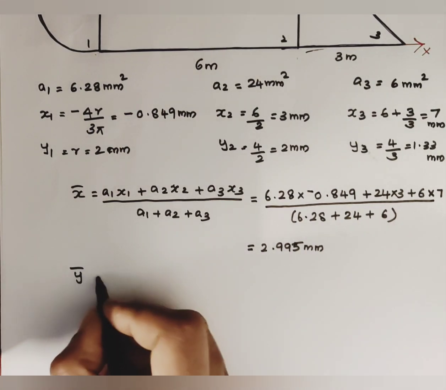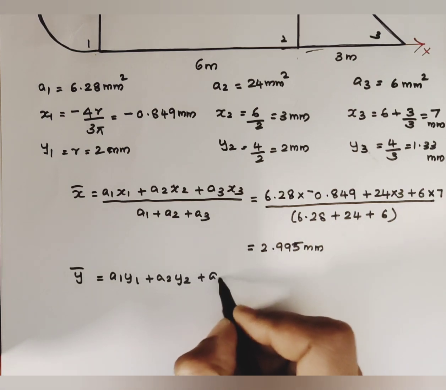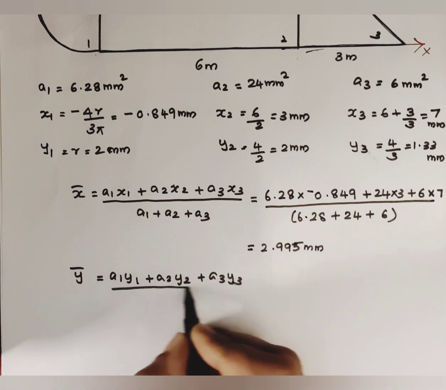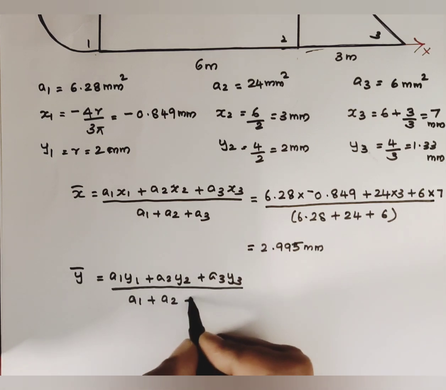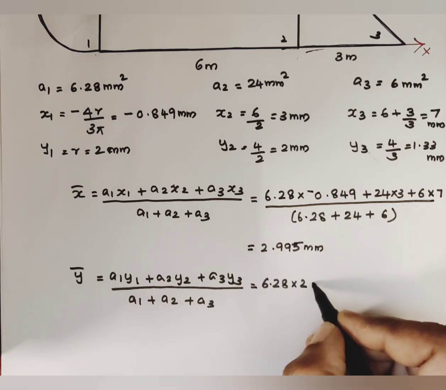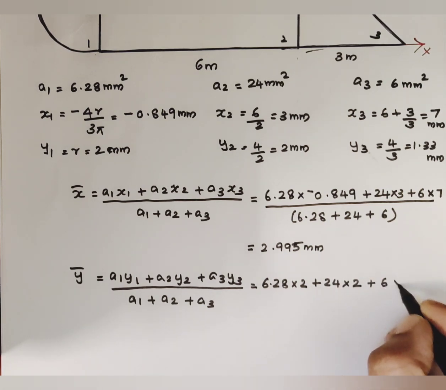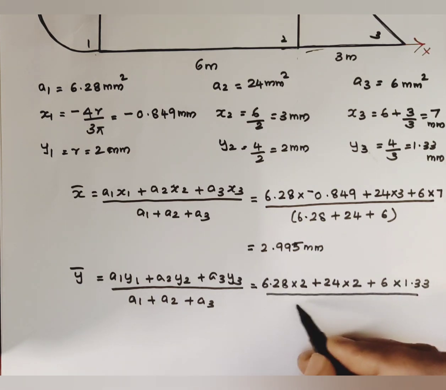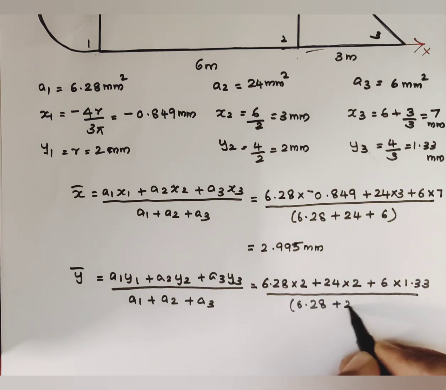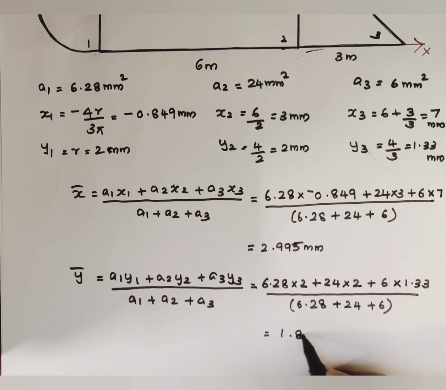And now y bar is equal to a1 y1 plus a2 y2 plus a3 y3 divided by a1 plus a2 plus a3, that is equal to 6.28 into 2 plus 24 into 2 plus 6 into 1.33 divided by 6.28 plus 24 plus 6. That is same as the previous case, 1.890 millimeter.